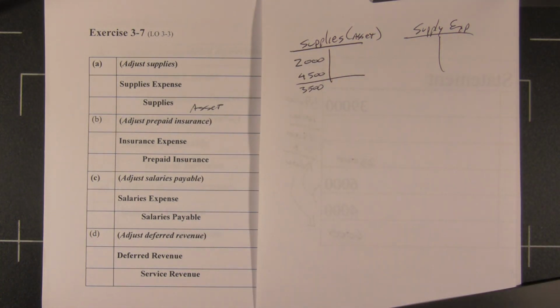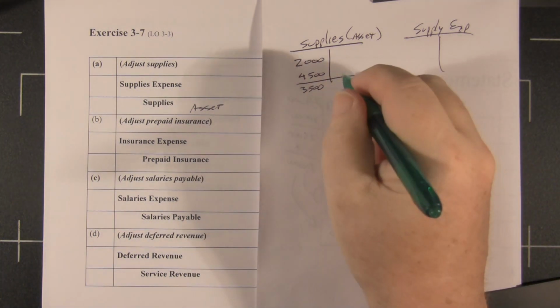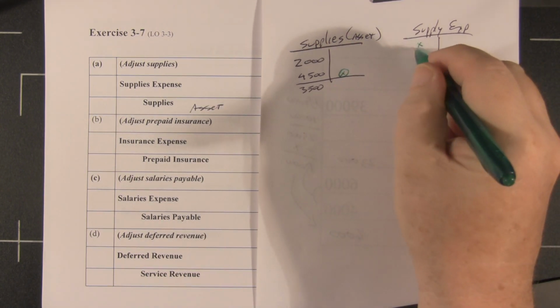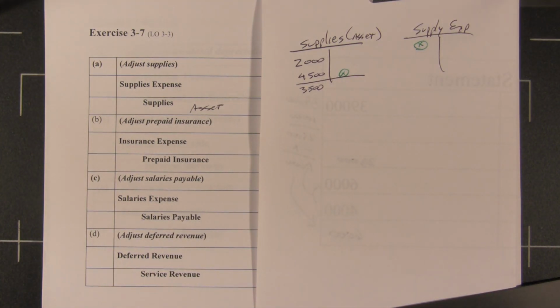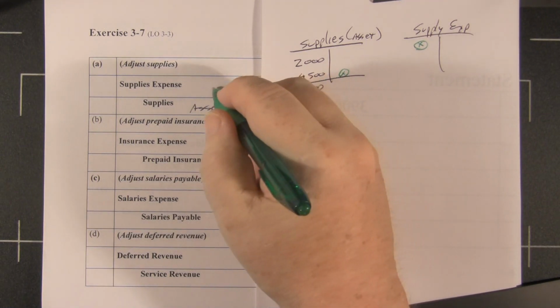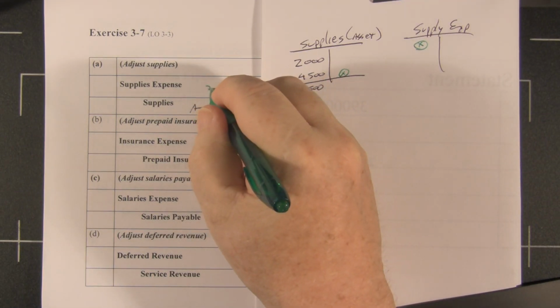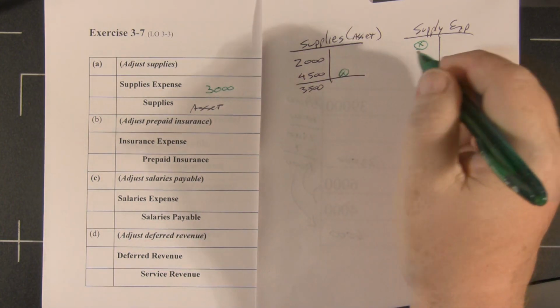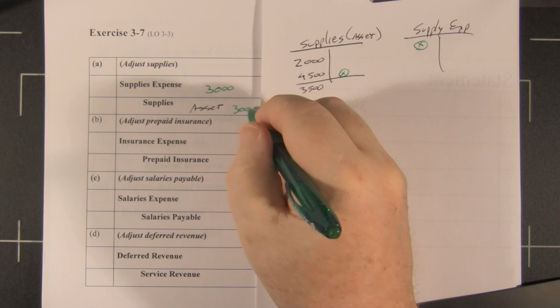So what it's asking you to do is to determine what would be this number and this number. So what would be the supply expense? What would be the supply asset that's reduced? Well, we had 65, we ended up with 35, so it had to be 3,000. So we'll debit supply expense, 3,000, credit supplies the asset account, 3,000.